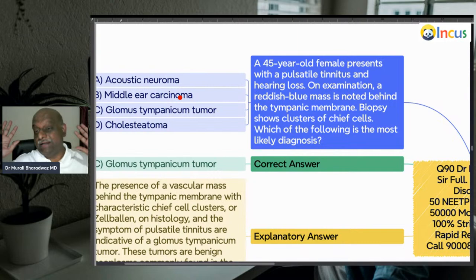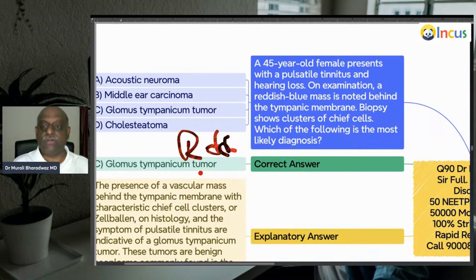So ENT and all are very easy, doctor. They're all single liners. You don't need me actually for the discussion. You can solve it. At least 100 questions, if I hold your hand and lead you, the remaining 100 you should solve. Right? That's a deal.